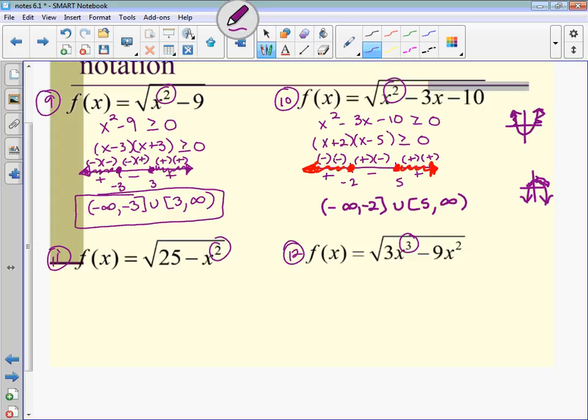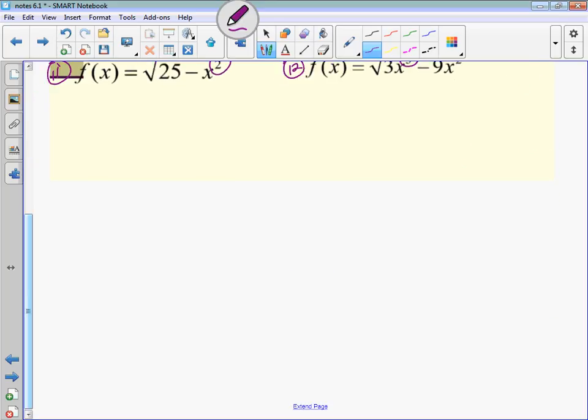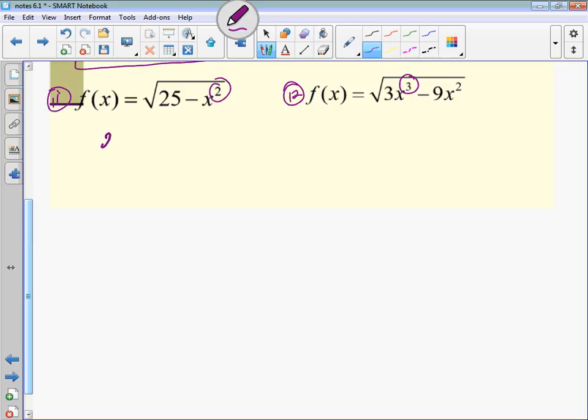Okay. All right, so let's look at 11. So we start with our 25 minus x squared has to be greater than or equal to 0. And guys, the only trick on this one, be careful with your factoring. What does this factor into? Okay, 5 minus x and 5 plus x. That is different than x minus 5 and x plus 5, okay?